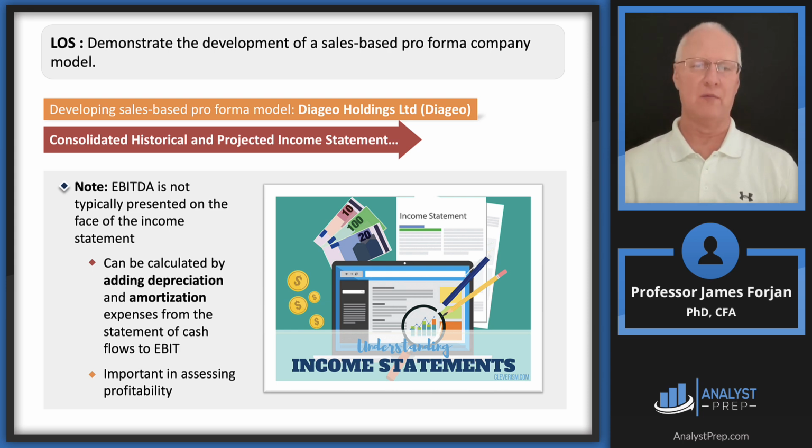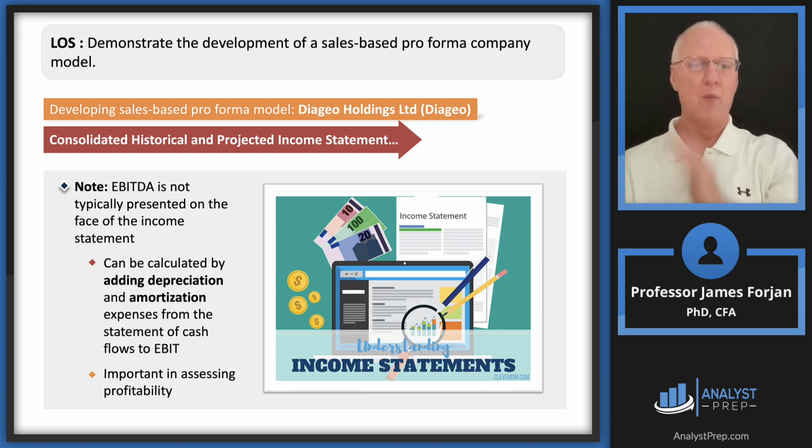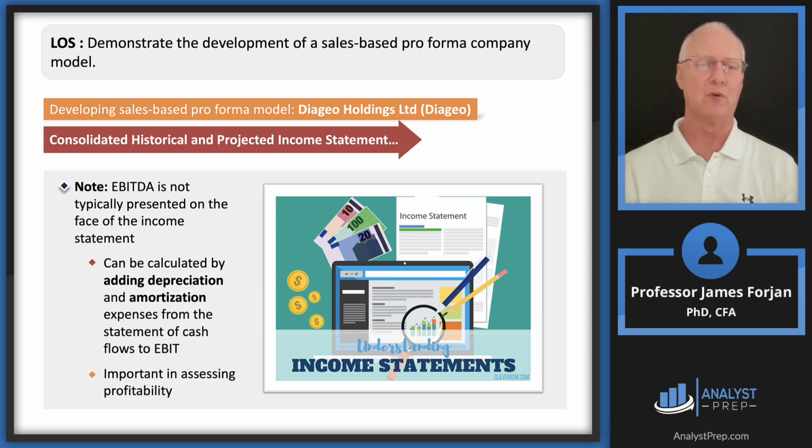Now, a couple of things here before we move on. I'm not quite sure why the Institute tells us earnings before interest and taxes, depreciation, and amortization is not typically presented on the face of the income statement. Now, we know that's an important number, but firms just don't typically report it. So we know that from our previous learning modules. All you've got to do, if it's not shown to you in a question stem, is add back depreciation and amortization from the statement of cash flows to EBIT.